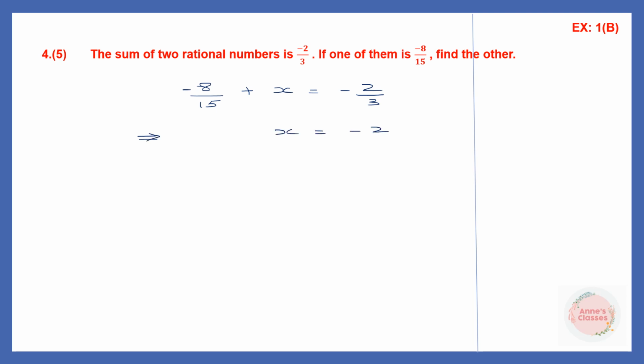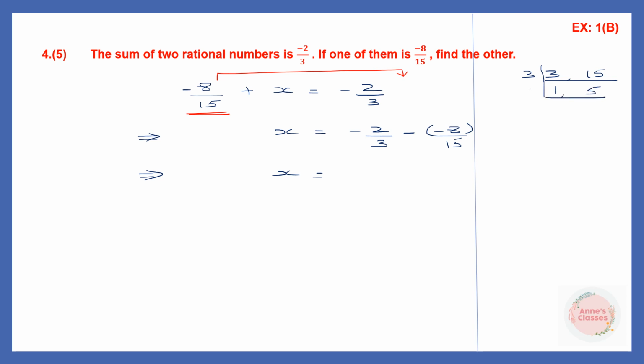So we write minus 2 by 3 as it is. Minus 8 by 15, which is here, we're going to transpose it to the other side. It's going to become minus, minus 8 by 15. Now we're going to solve for x. So here, as you can see, minus 2 by 3 and minus 8 by 15 have different denominators. So we have to find the LCM of 3 and 15. We can use 3 itself. 3 ones are 3, 3 fives are 15. Continue with 5, 1 and 1. So the LCM here is 3 into 5, which is 15.